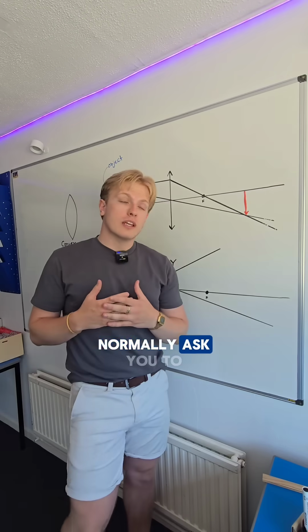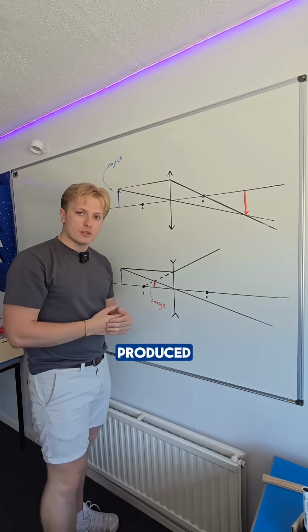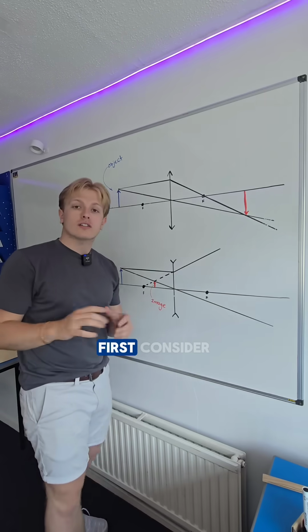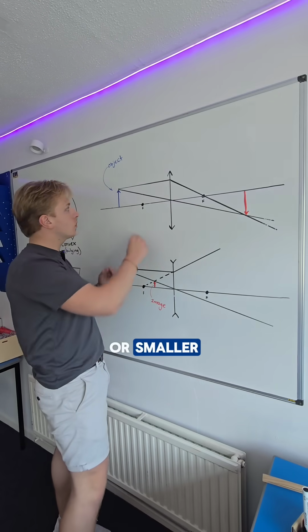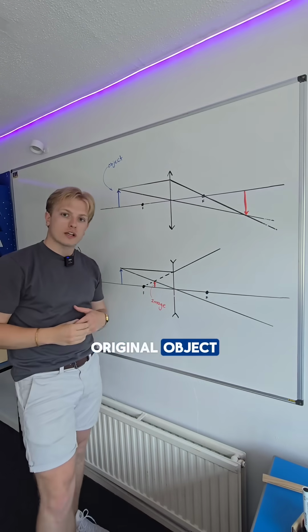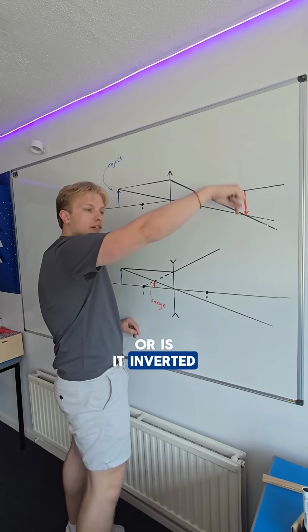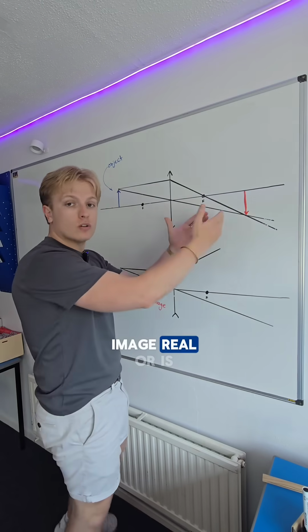Now, exam questions normally ask you to describe the image that's produced. We consider three things for that. First, consider, is your image magnified or is it diminished? Has it gotten bigger or smaller when compared to your original object? Second, is it upright or is it inverted? And third, is the image real or is it virtual?